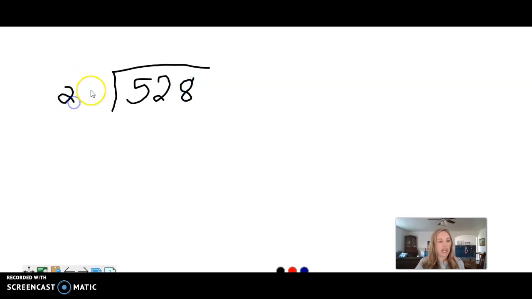Hey, fifth grade. I wanted to do a visual representation of what actually happens when we are using the standard algorithm for division. I felt like we jumped into the standard algorithm and I didn't take enough time to show you visually what is happening. So I wanted to do that right now. What we're going to do is take our problem of Shauna's book and how many days it takes her to read 528 pages if she reads 22 pages every day.